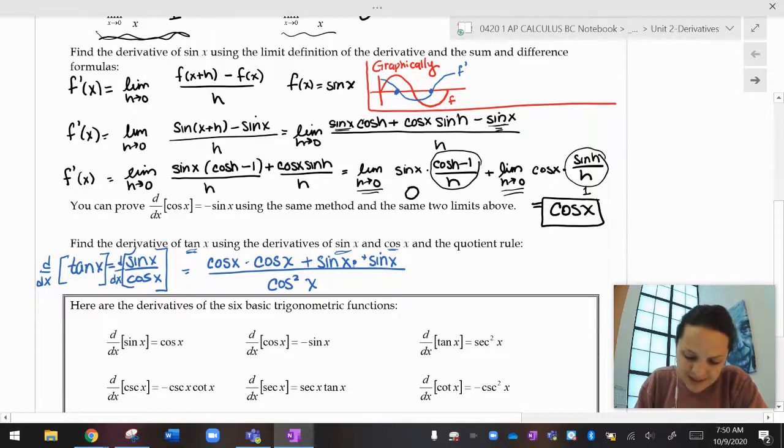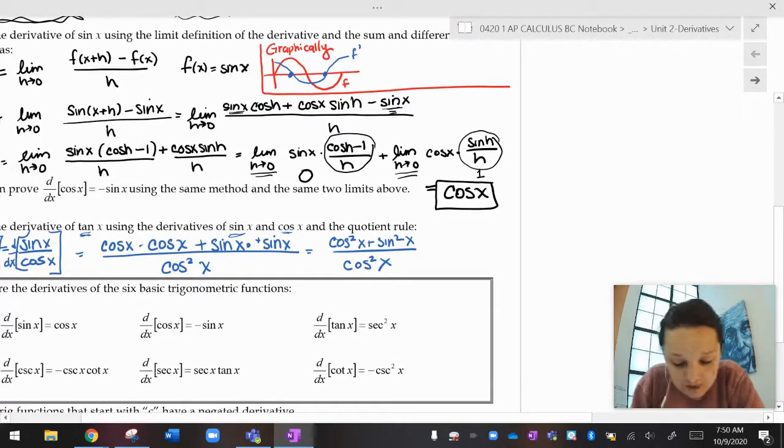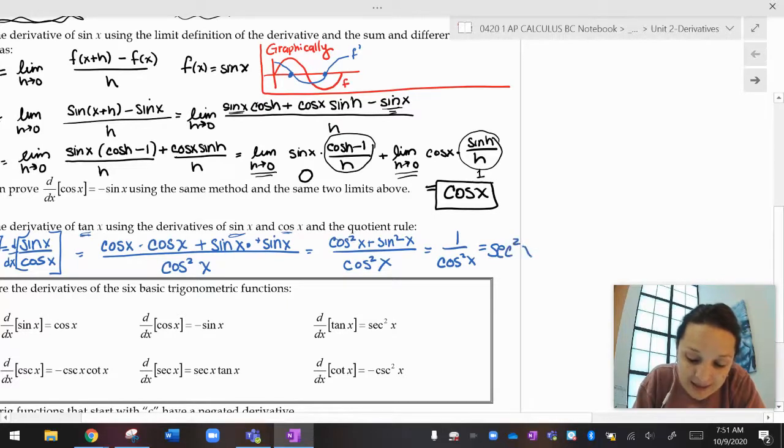And then on top, I have cosine times cosine minus negative, so that becomes plus: cosine times cosine plus sine times sine, which is cosine squared x plus sine squared x, all over cosine squared x. Anybody remember their Pythagorean identities? I do. Sine squared x plus cosine squared x equals 1. And so the derivative of tan is 1 over cosine squared, but because we don't like doing calculus on fractions when we don't have to, 1 over cosine squared is the same as secant squared. Remember the reciprocals for sine, cosine, and tangent are cosecant, secant, and cotangent? We're going to need to know those too.